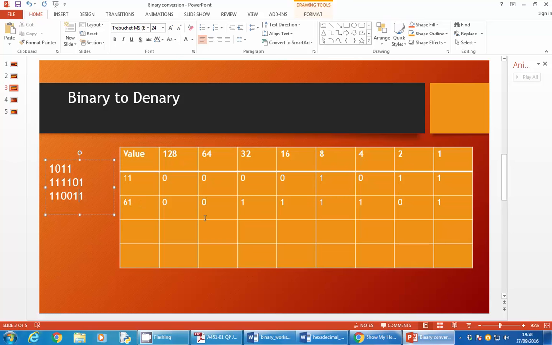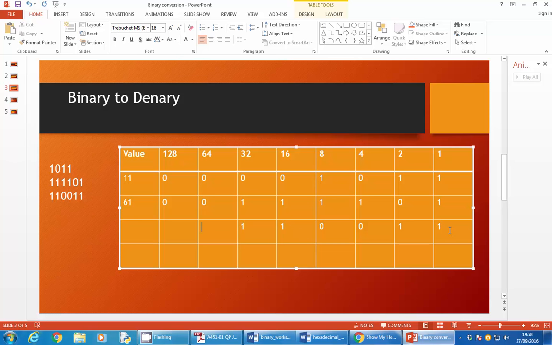And then this one is 1, 1, 0, 0, then 1, 1, 0, 0. So what is this? There's a 1 under the 32 column, 1 under the 16, so that's 48, plus 2, 50, plus 1, 51. To just double check, so that's 48, 50, 51.